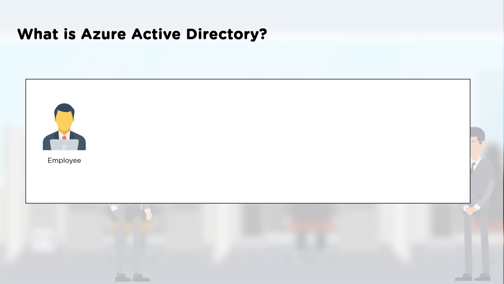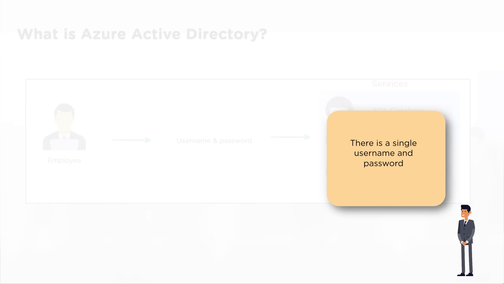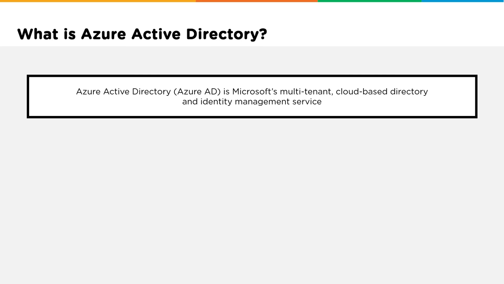Now, here's a scenario where we're applying Azure Active Directory. Now, you're an employee, you want to use a particular service, and you're assigned a single username and password. And with this username and password, you can access all the services that you want. So there's only one set of username and password that you need to remember. You can use any of the services that you want as long as the administrator has given you access to it.